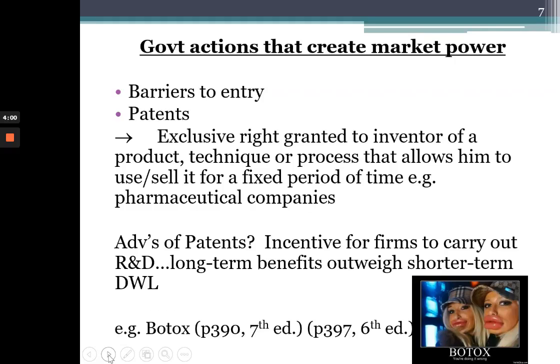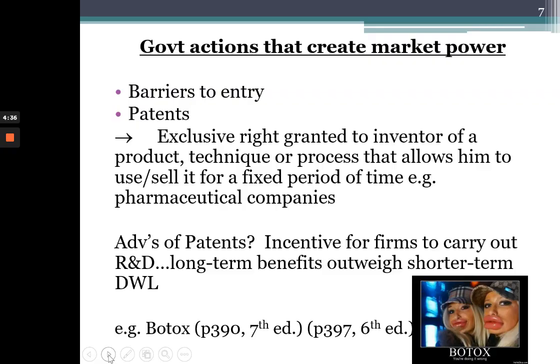Governments may also lead to the creation of market power through the issuing of patents. And a patent is the exclusive right that's given to an inventor of some product, technique, or process that gives them a certain amount of protection for a fixed period of time. So it's often given to, for example, pharmaceutical companies. So if they invent a drug, they'll get protection from direct copying competition for that product for a certain number of years.